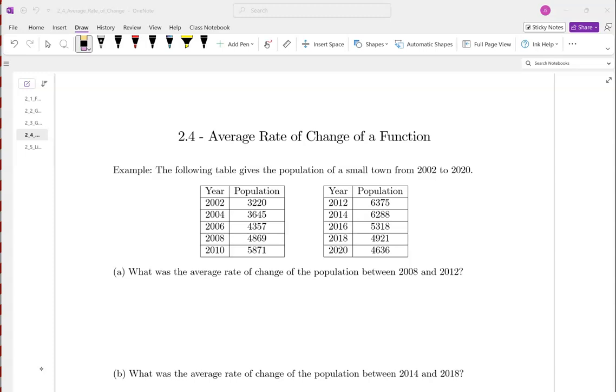All right. Well, let's talk about some new stuff. This is just going to extend on stuff that we've already done. We've already talked about net change. We've already talked about not net change. This particular section talks about average rate of change.